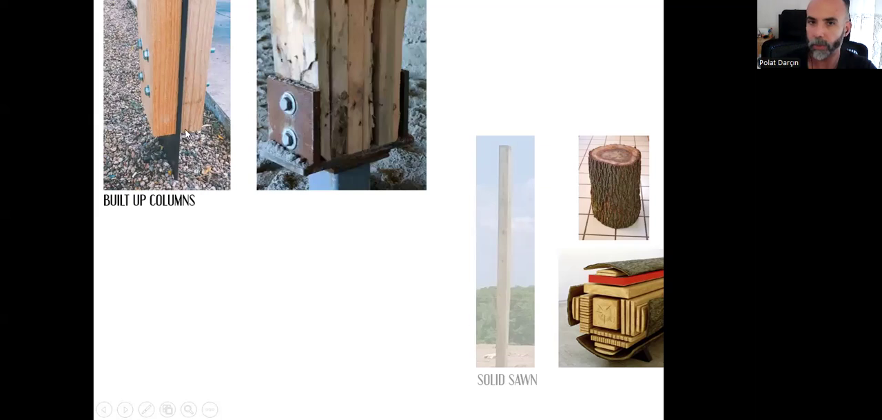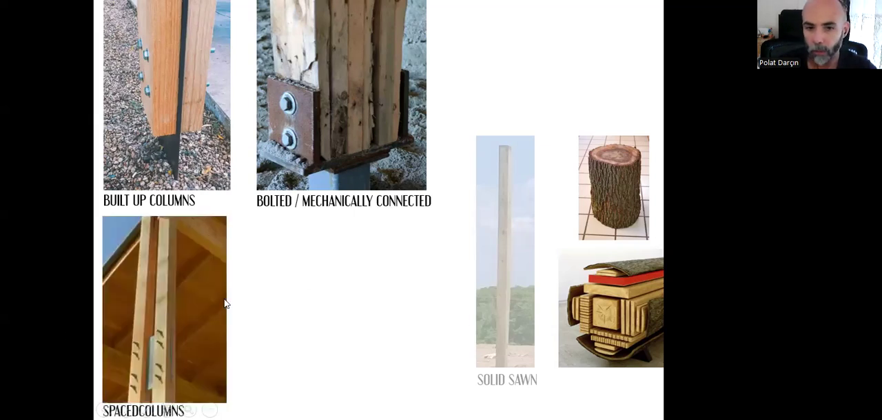Or instead of this one giant piece, we can have smaller pieces and combine them into these built-up columns, something like this. And we can have these steel pieces and bolts. We can connect them mechanically like that, or they can be spaced like that. There can be a void in between these two pieces. This will give us more opportunities to create bigger sized columns like that.